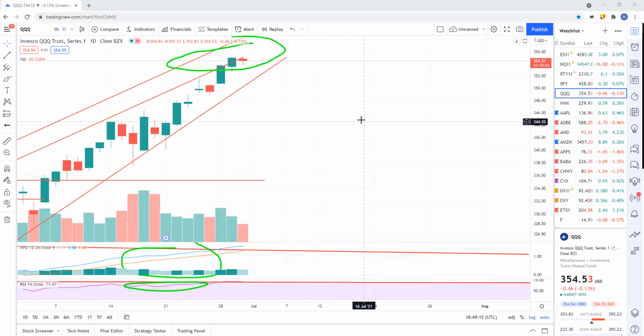Triple Qs, no change today. You can see here we're basically flat, 0.1% down. Just in general flat.